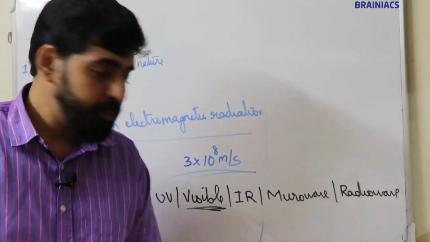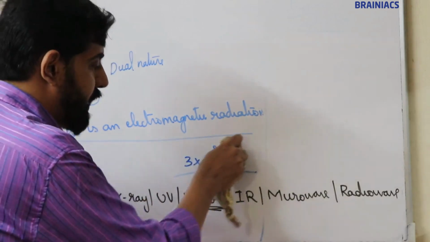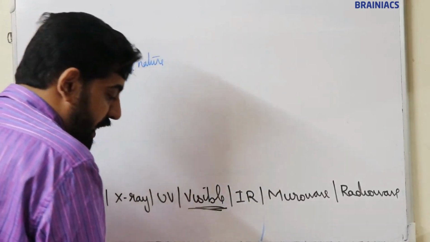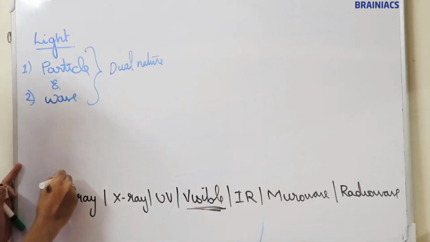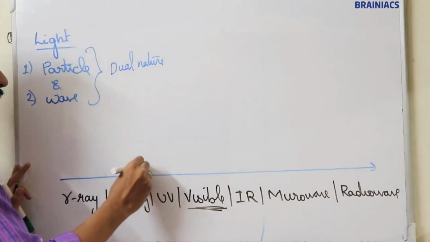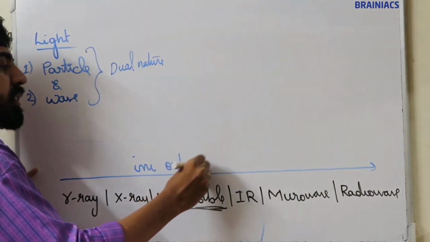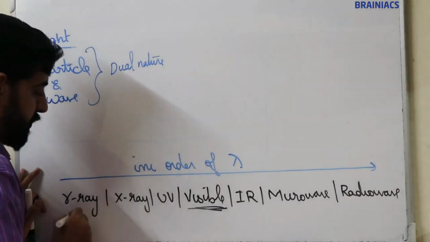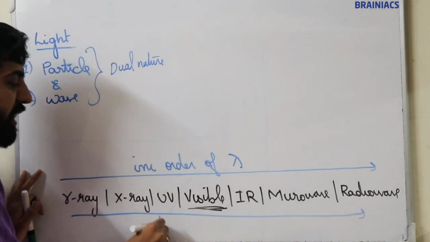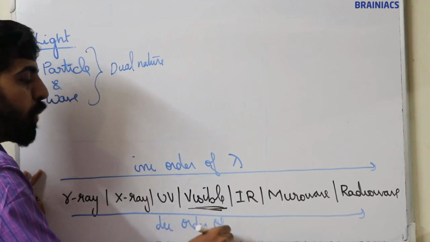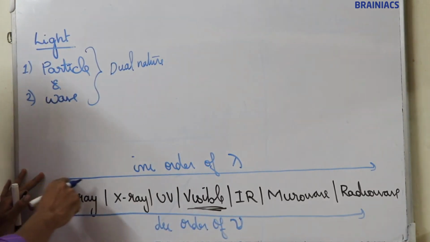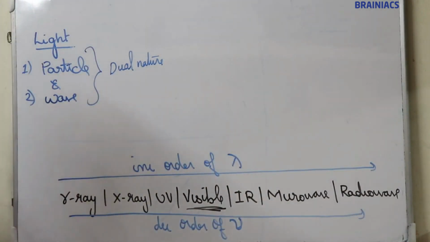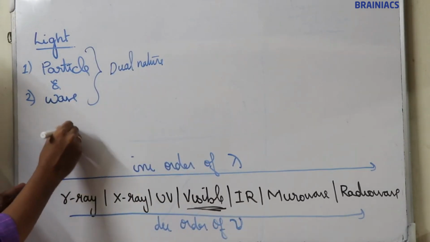I think it's clear. Now, the arrangement of electromagnetic radiation in the increasing order of wavelength or decreasing order of frequency. This arrangement is known as the electromagnetic spectrum.